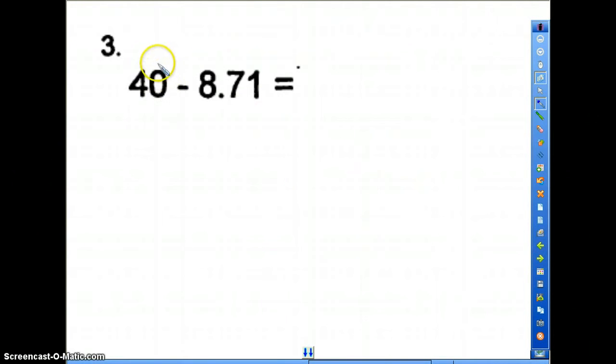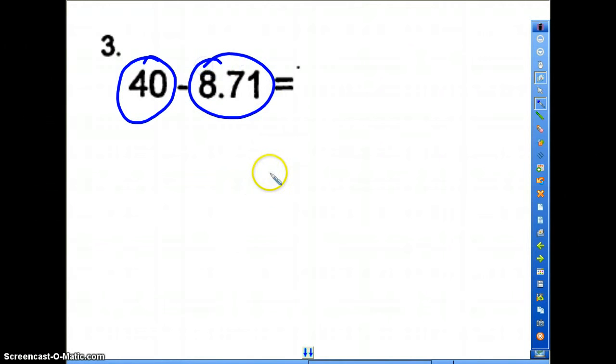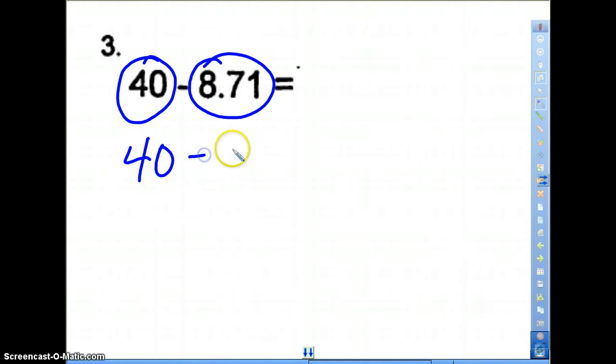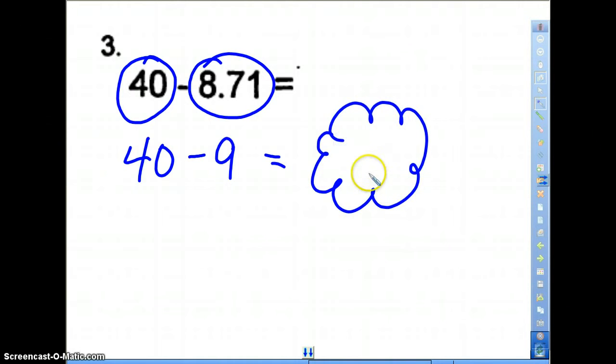Okay. Take a look at this. I have 40 and I'm subtracting 8.71. Well, that's really close to 9. That's like taking 40 and subtracting 9. If I take 40 and subtract 9, what answer do I get? Yeah, I get 31.